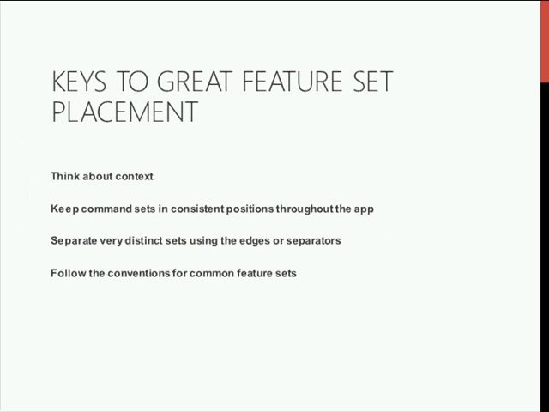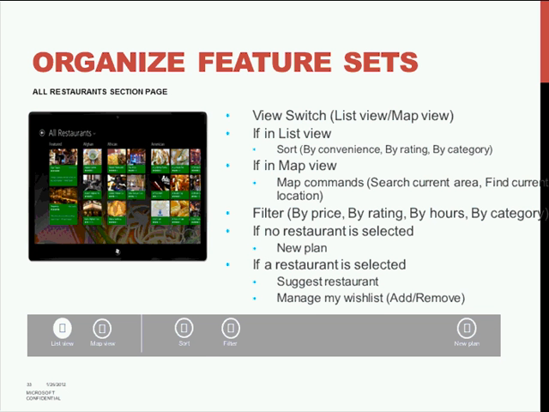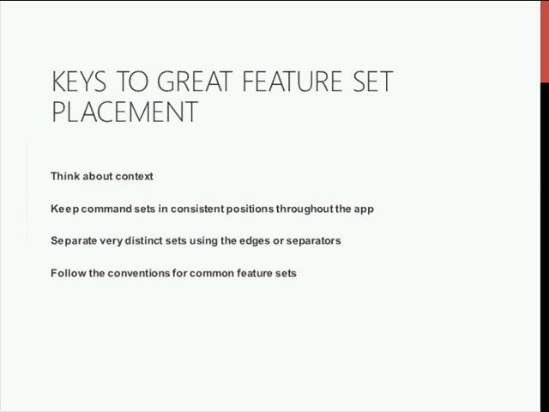So here's just a little wrap up, a few keys to a great feature set placement. First of all, you need to think about context, keep the command sets in consistent positions. And what you can also do, as you've seen here, you can separate command sets by a separator. So I think that's probably the only layout visual that you can use to separate a few items from each other. And also follow the conventions.